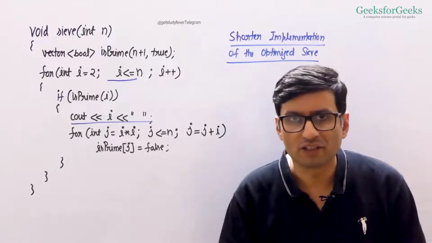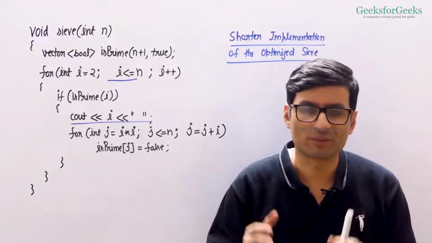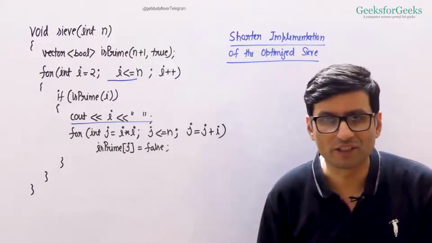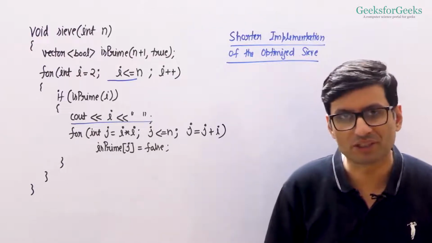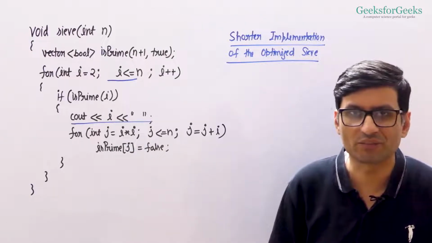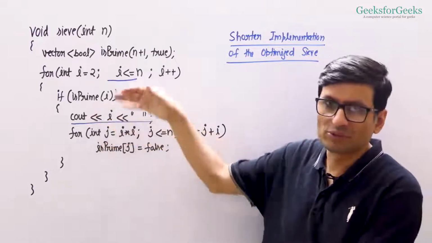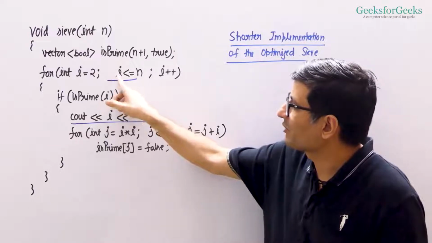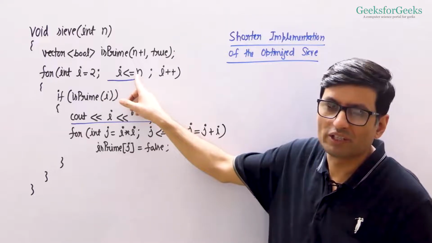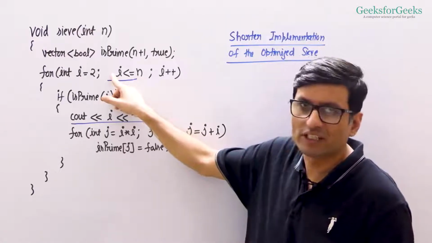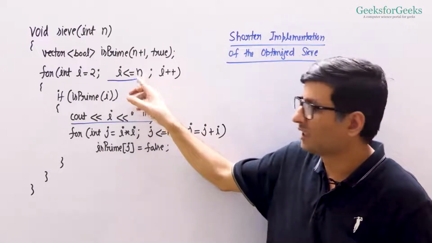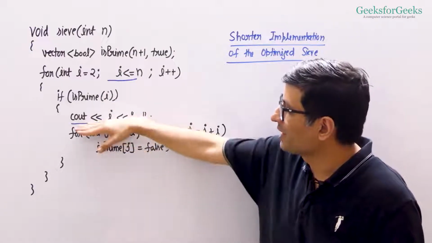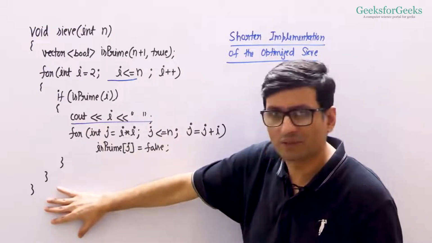Here is our final shorter implementation of the optimized Sieve. See, time complexity wise this solution is the same as the previous one. Performance wise should also be the same. The only thing is we have reduced the code length. What we are doing now, we are running a loop from I equal to 2 to I smaller than or equal to n. Earlier this condition was I into I smaller than or equal to n. So what are we doing inside this loop? We are printing I also. We have removed the separate loop.